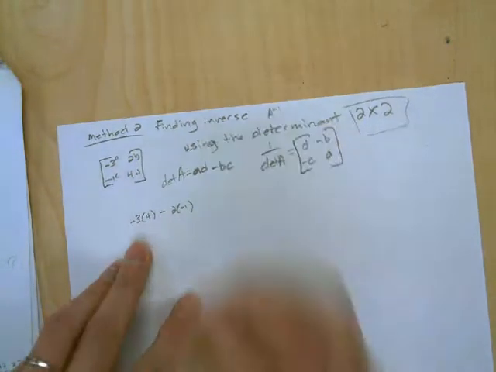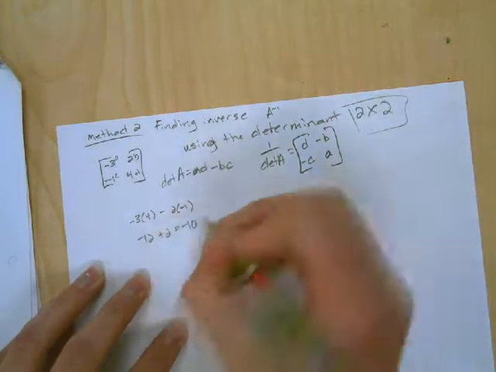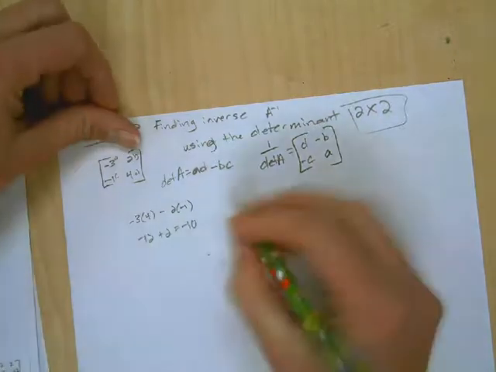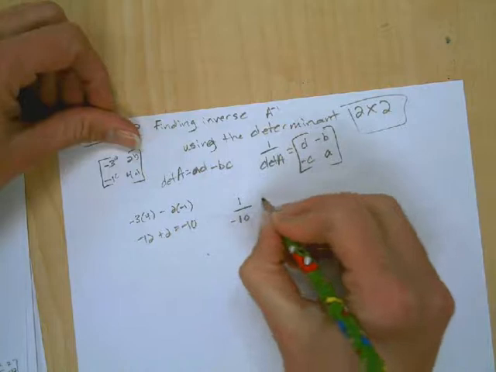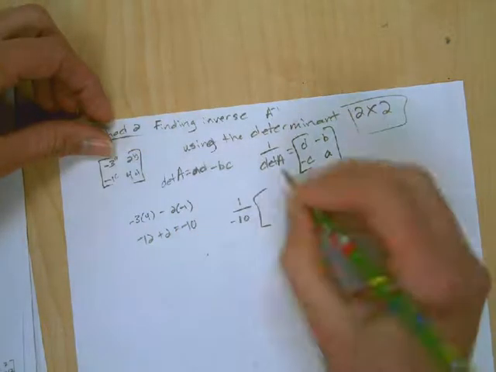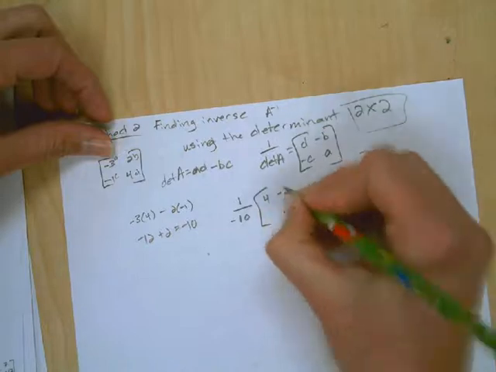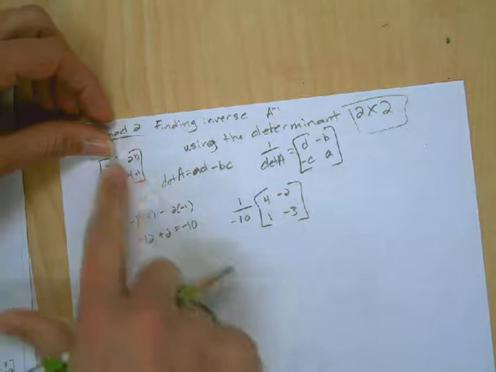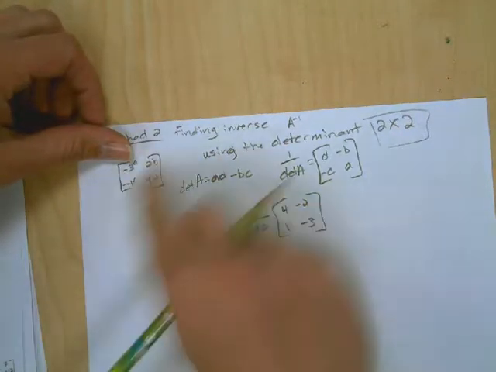And then from there, I'm going to do 1 over the determinant, which is negative 10, times the matrix where I flip those around. So 4, negative 3, negative 2, positive 1. Okay, so I switch those, keep the same sign, 4, negative 3, and then these two just switch the signs, negative 2, positive 1. Okay, and then you multiply that out.